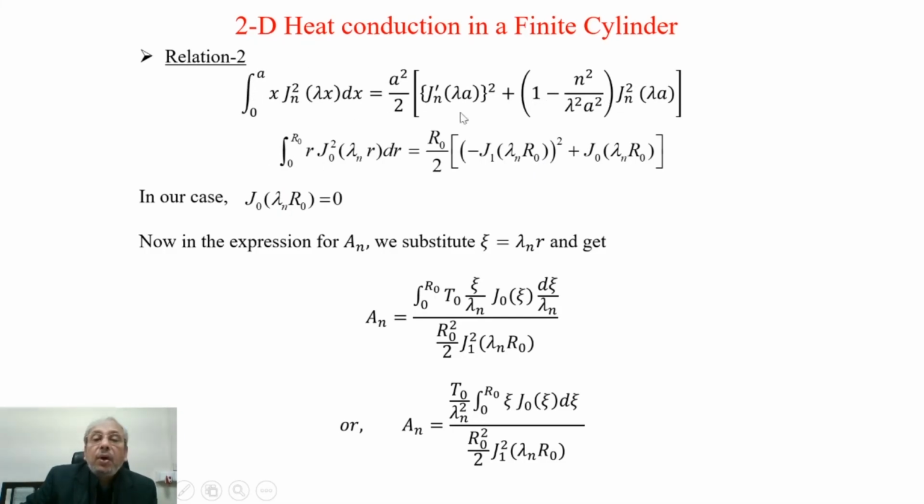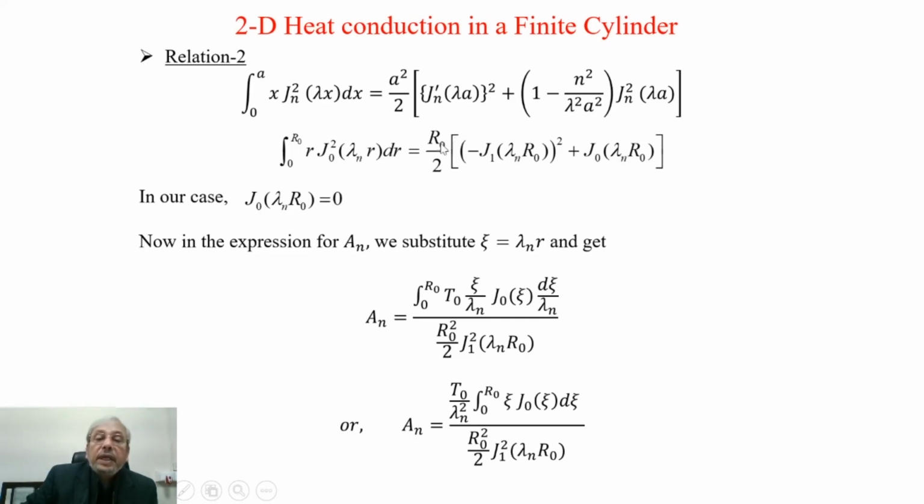Here we can just follow and write R naught square. Please excuse me for this mistake; please read this as R naught square. We have also written it as R naught square in the next expression. So this is R naught square by 2 into minus J1 lambda n R naught whole square plus, here we can see this term will disappear for n equal to 0, and this is J0 lambda n R0, upper limit. And in our case, J0 lambda n R0, this was our starting point, equal to 0. So this is eventually 0.